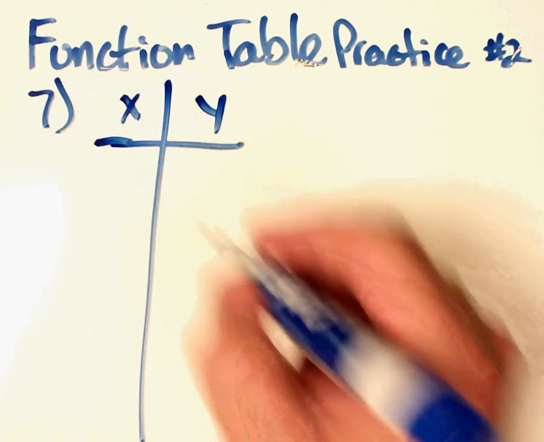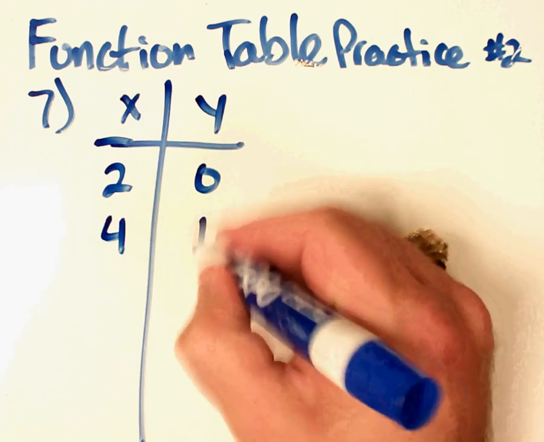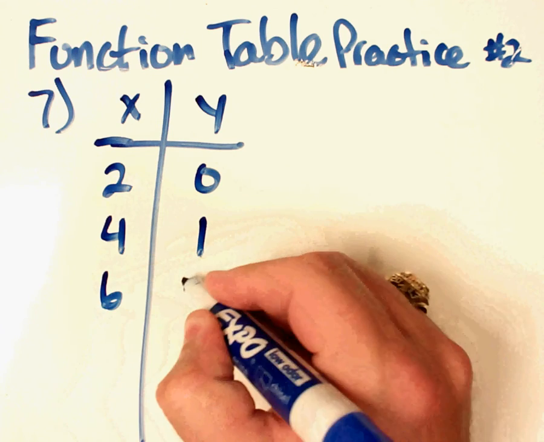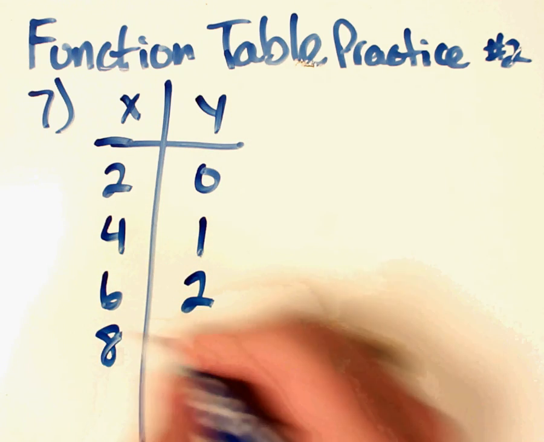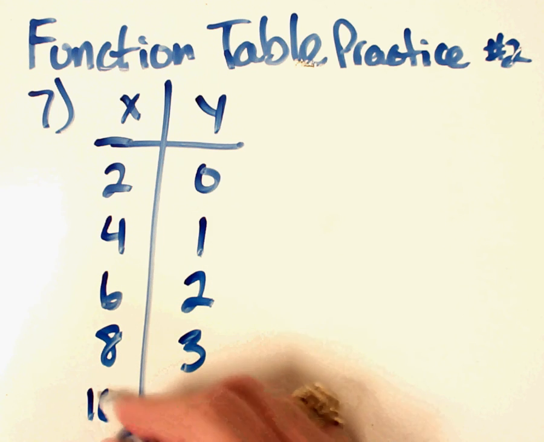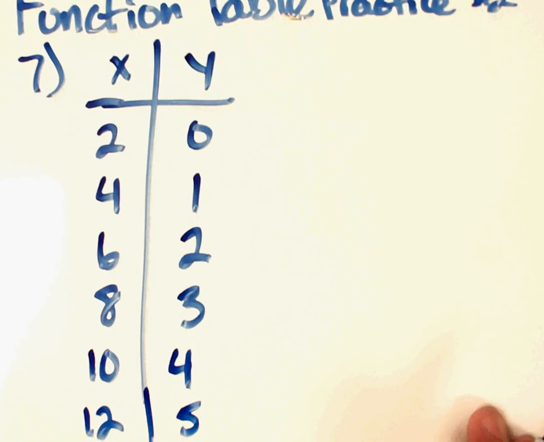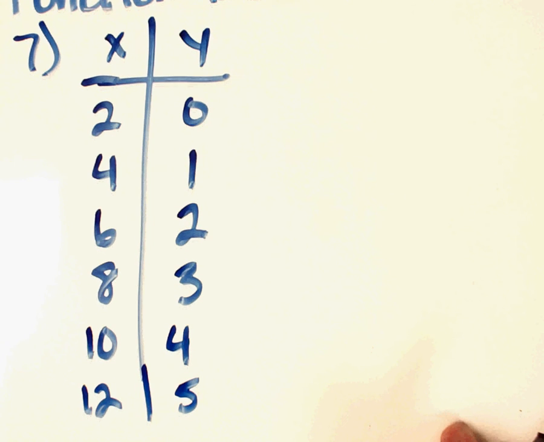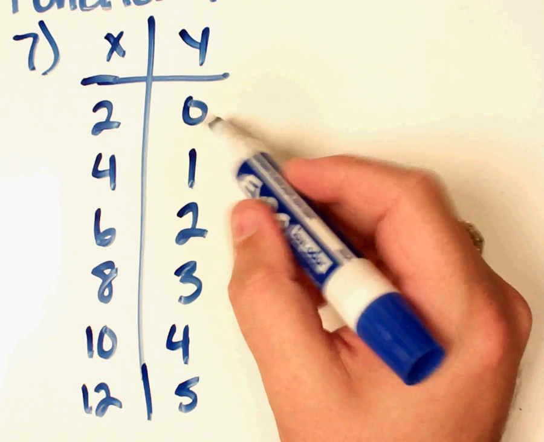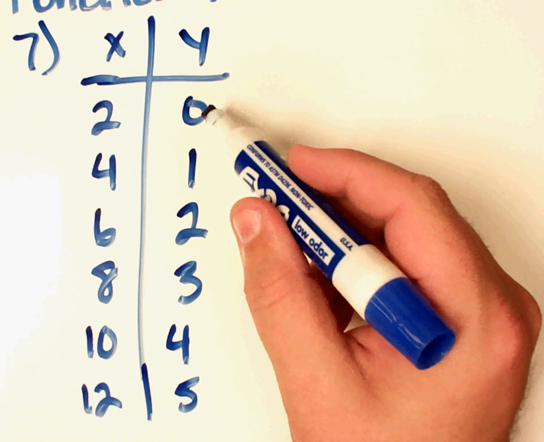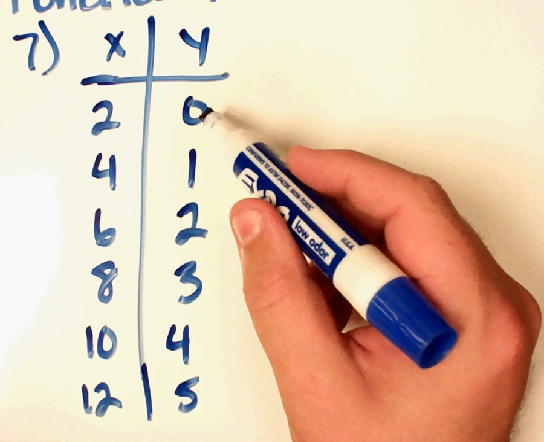So my inputs for number 7 are 2, 4, 6, 8, 10, and 12, and my outputs are 0, 1, 2, 3, 4, and 5. Now this one's going to be challenging because there's not a definite pattern to it. There's not something I can just look at and say, hey, that's what's happening. Now the 0 is interesting because I'm starting with a 2 and I'm ending with a 0. So I'm going to have to remember that as we look at this.